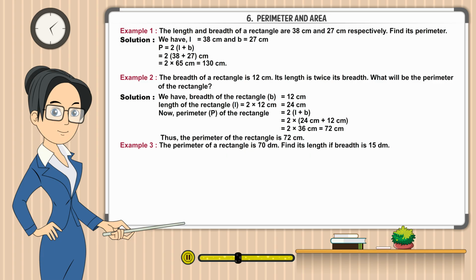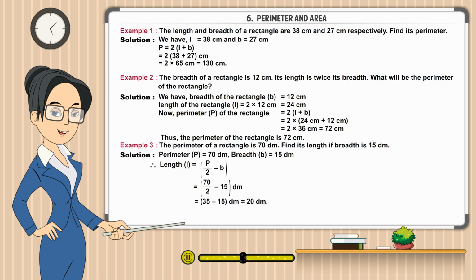Example 3. The perimeter of a rectangle is 70 decimeter. Find its length if breadth is 15 decimeter. Solution. Perimeter P is equal to 70 decimeter. Breadth B is equal to 15 decimeter. Therefore, length is equal to P upon 2 minus B is equal to 70 upon 2 minus 15 decimeter is equal to 35 minus 15 decimeter is equal to 20 decimeter. Hence, length of the rectangle is 20 decimeter.